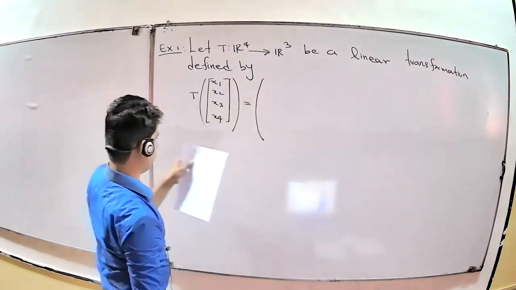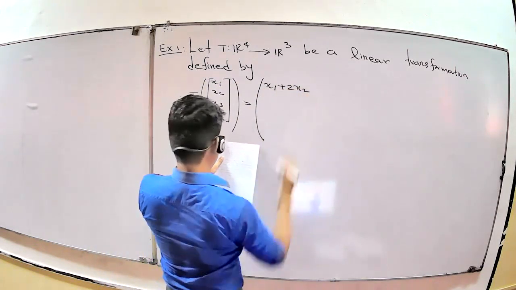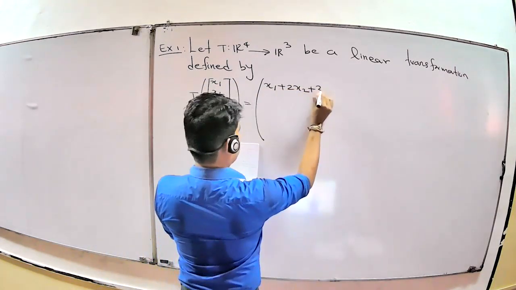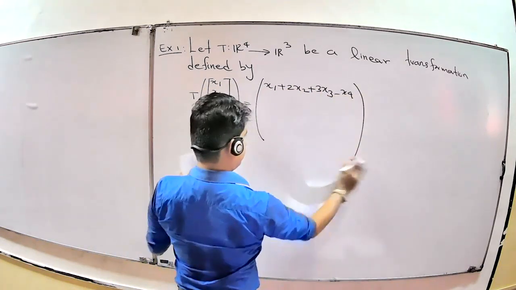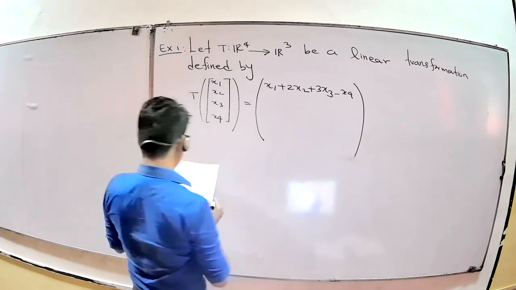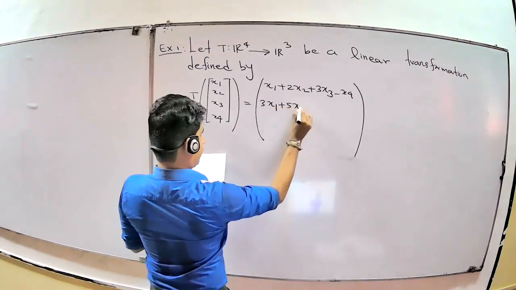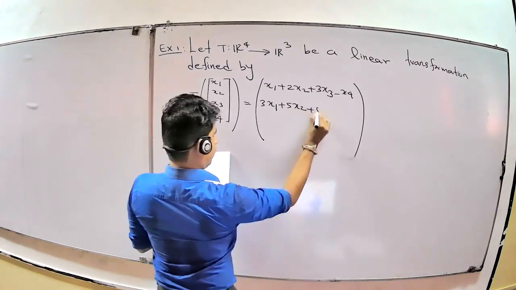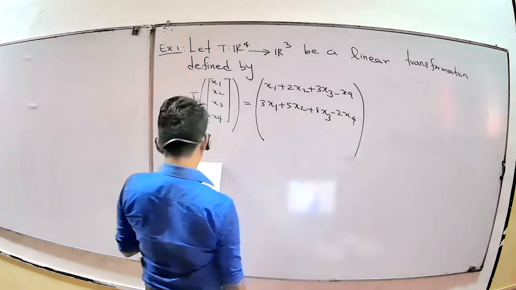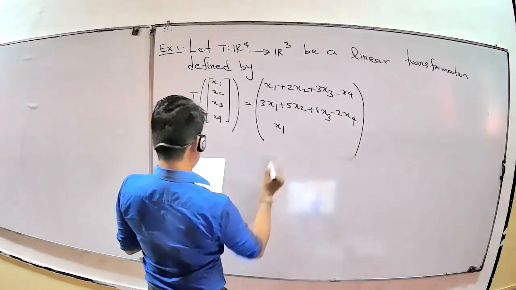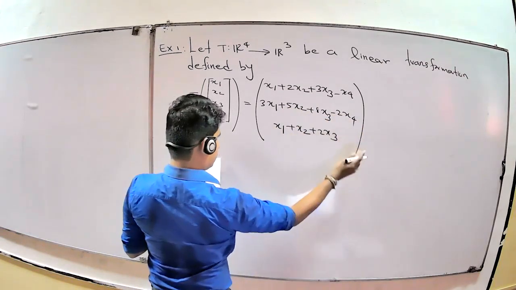on the matrix of the form: x1, 2x2, 3x3 minus x4; 3x1, 5x2, 8x3 minus 2x4; x1, x2, 2x3.